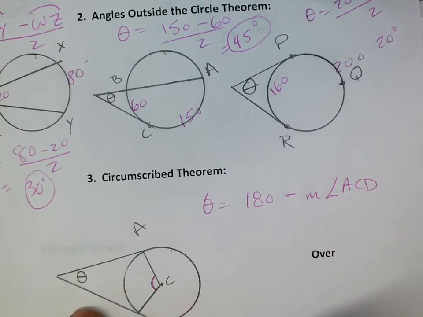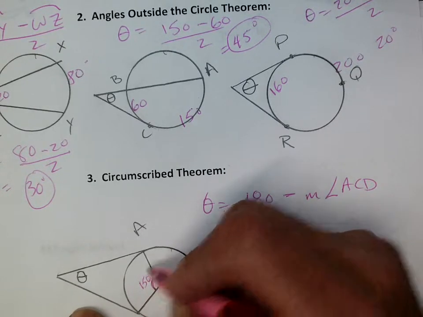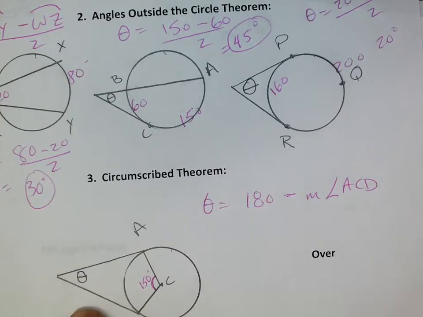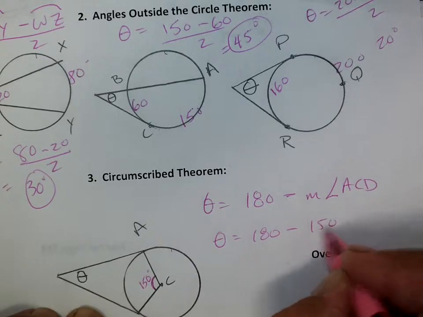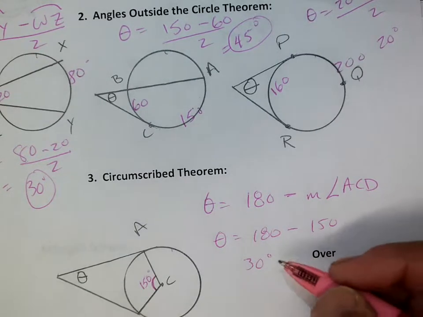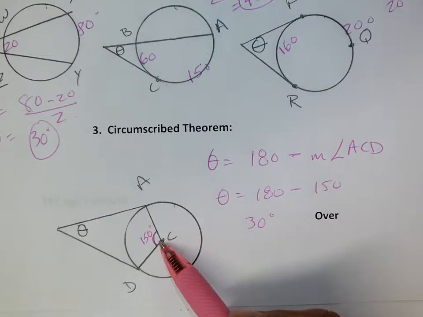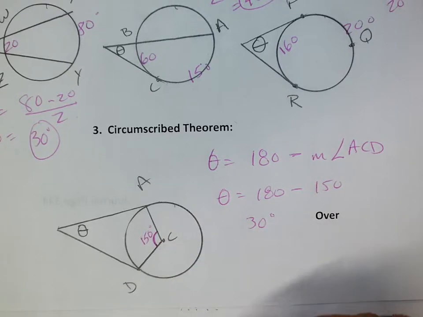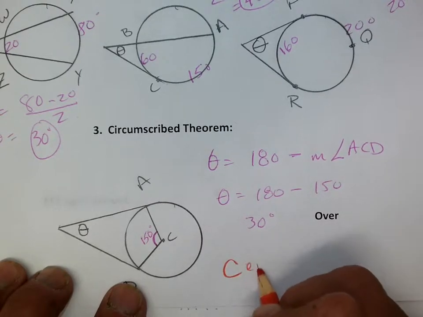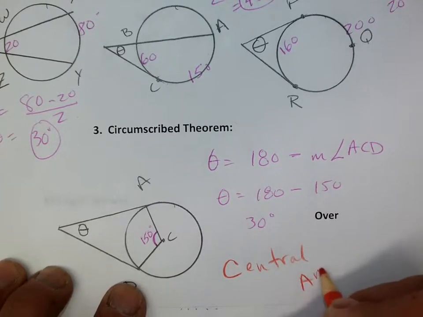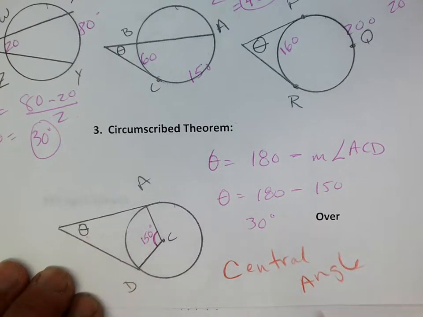If I say this angle is about, let's say, 150 degrees, then theta would equal 180 minus 150 degrees, which would be 30 degrees. So if we know this angle, and it's a central angle, make sure we write down that it's a central angle, then you just go 180 minus your central angle, and that gives you your exterior angle, okay?